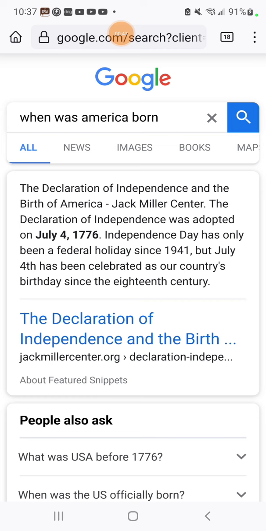So I put in, when was America born? And it says, the Declaration of Independence and the birth of America. Jack Miller Center: The Declaration of Independence was adopted on July 4th, 1776. Independence Day has only been a federal holiday since 1941, but July 4th has been celebrated as our country's birthday since the 18th century. All right. So this is pretty much the start of the birth of America, if you will, 1776.